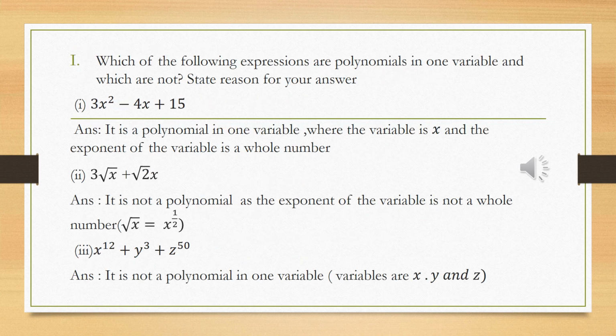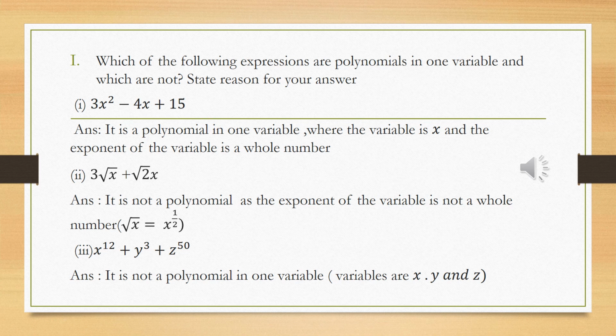Now, let us do some problems based on what we have learned related to polynomials, their number of terms, their degree, and so on. Question set 1. Which of the following expressions are polynomials in one variable and which are not? State the reason for your answer. In the first question, 3x square minus 4x plus 15, we can see the variable is x and the power of the variable is 2, which is a whole number.